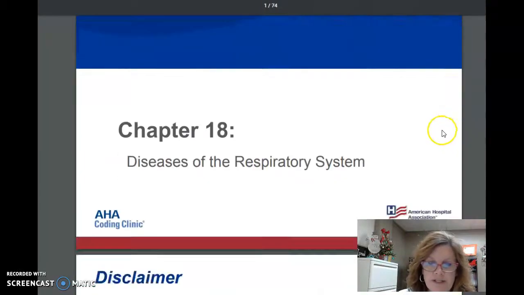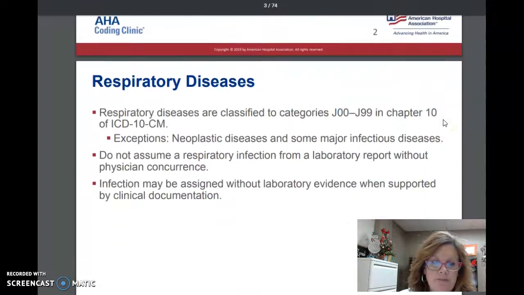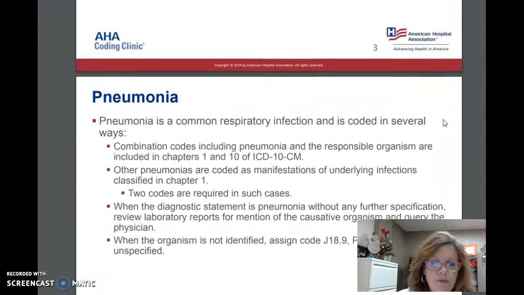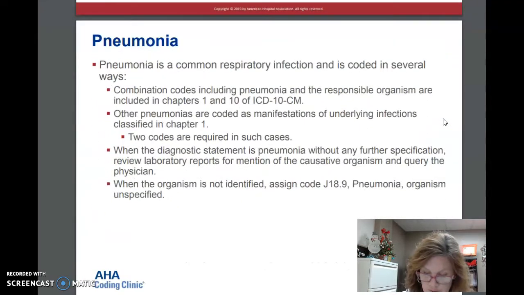Okay, Chapter 18, Respiratory System. So with the respiratory system, we get into pneumonia, okay? With pneumonia, I always tell students to make sure that they code pneumonia not as unspecified, but try to find whether it was aspiration, or what organism is causing it. Sometimes there's not, and you will just code regular pneumonia.